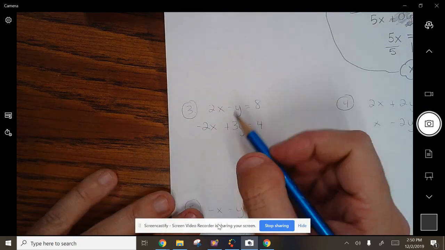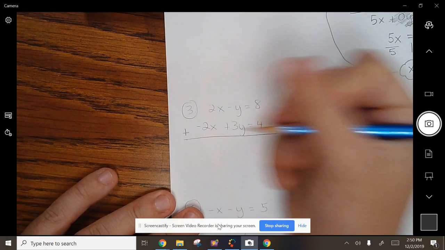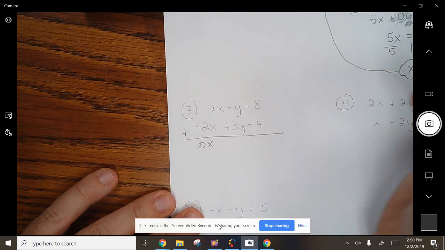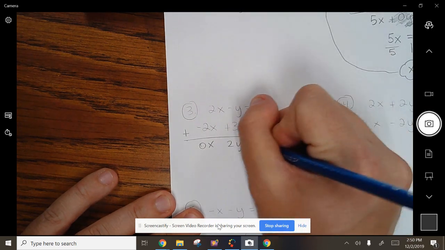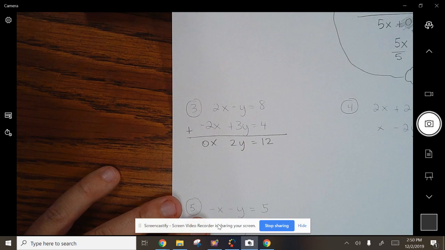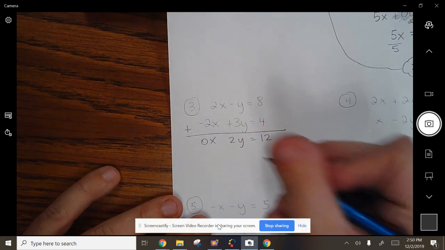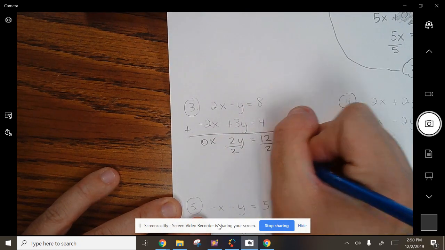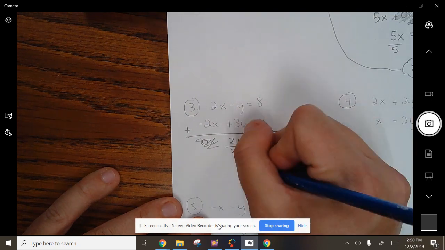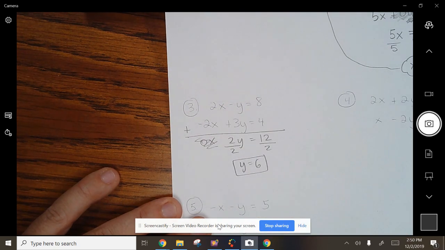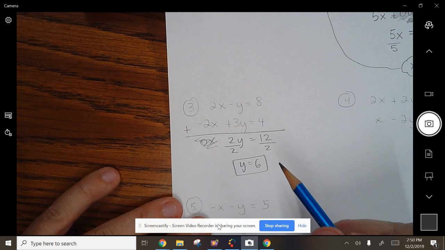Number 3, I want you to add down. 0x, 2y, 12. Some of our classes we did this one, so you guys can just make sure you did it right. Divide 2, because you see that x got eliminated. Y equals 6. Well, let's go ahead and plug this in for y.